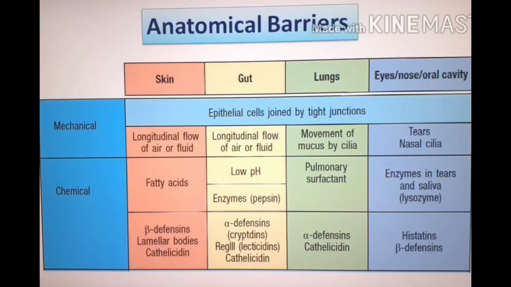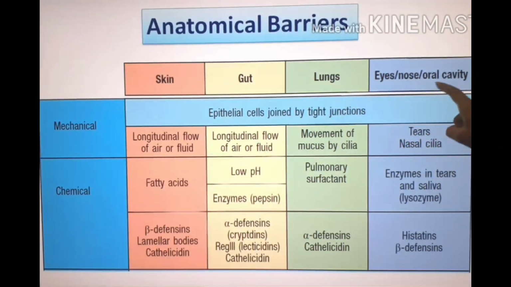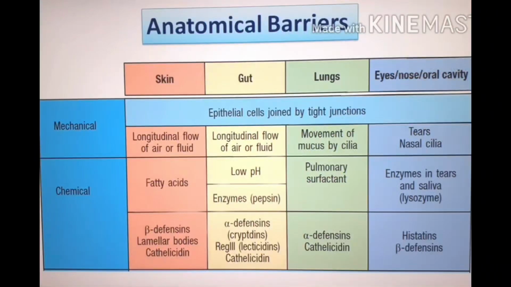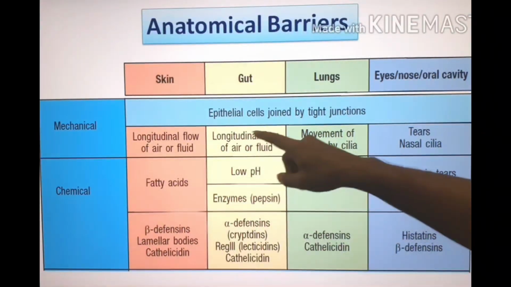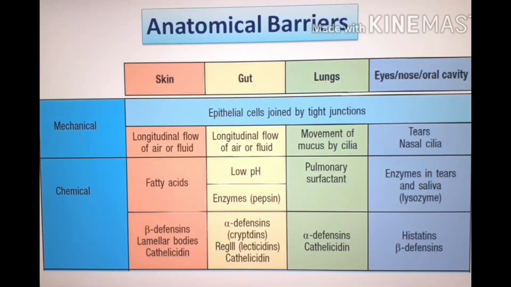The first is the anatomical barrier. Our body has this anatomical barrier, like you can see: skin, gut, lungs, eyes, nose and oral cavity. These are all anatomical barriers. They provide the barrier in two ways: one is physical or mechanical, and another is chemical. Physical means epithelial cells joined by tight junctions. Epithelial cells are tightly associated, so that pathogens cannot enter.